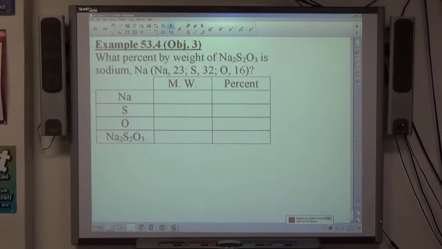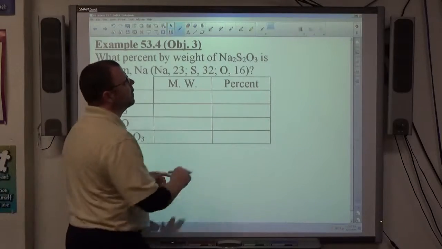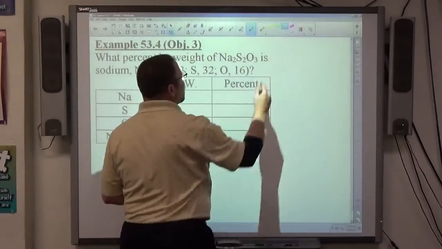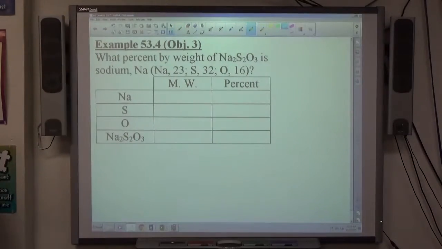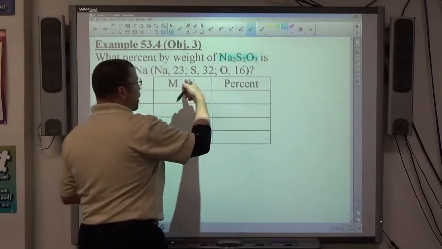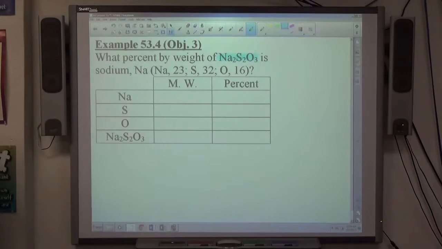What percent by weight of Na2S2O3 is sodium, which is Na? All right. First off, chemistry problem here, and if you're going to be taking chemistry at some point, this type of problem might come up in chemistry. We've already seen problems involving the molecular weight of substances, right? Such as Na2S2O3. The molecular weight column works exactly the same as it did before. All right, so there's no difference in that part.